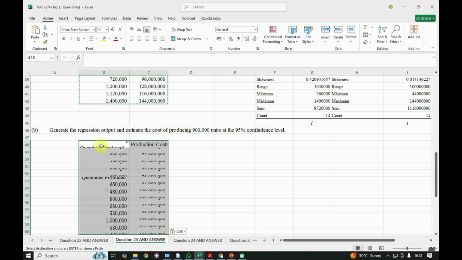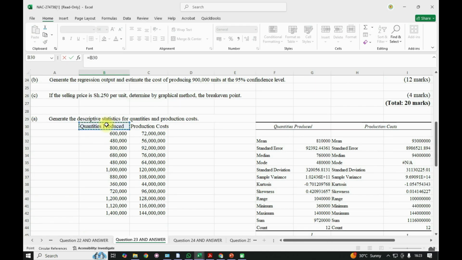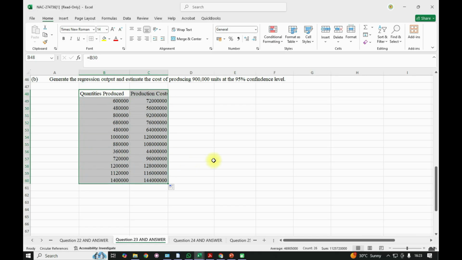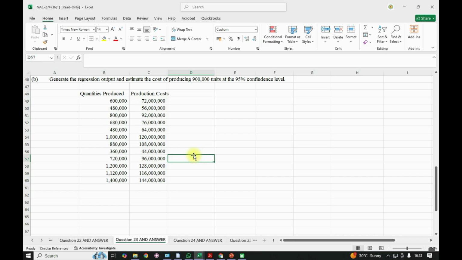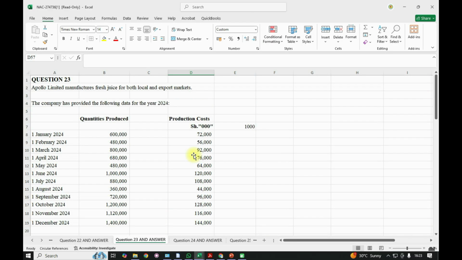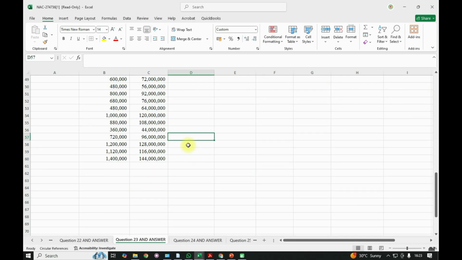I'll copy this and this one, and I'll autofill this. Yeah, that way. So those are our values: the quantities and the production. Remember that is our X and Y. So the year is not a must. We are not interested in the year or the months.